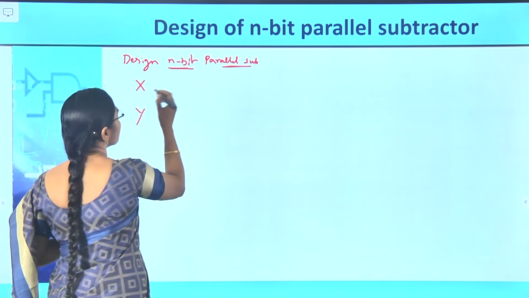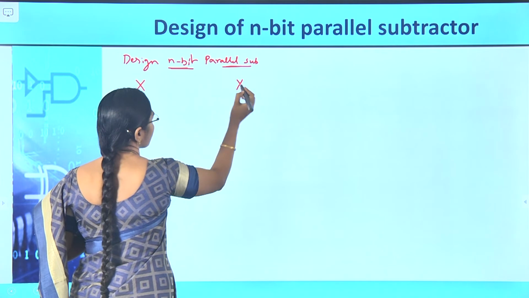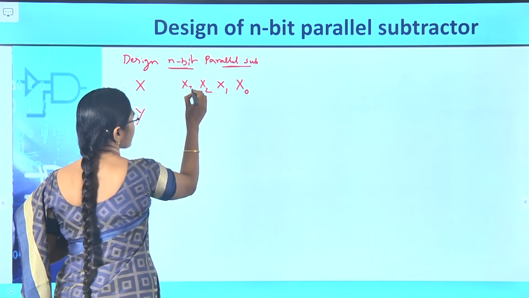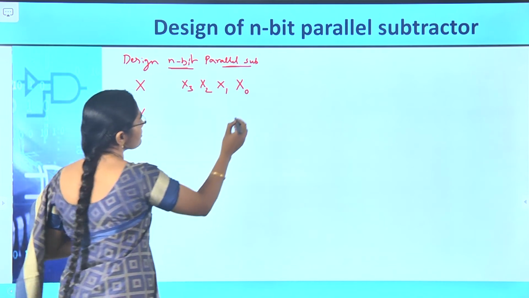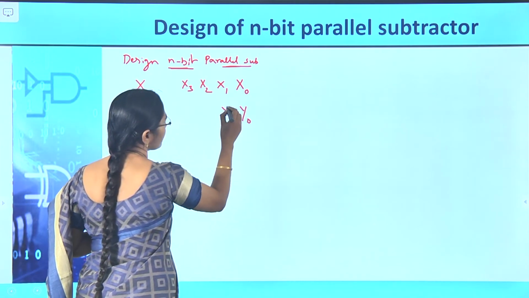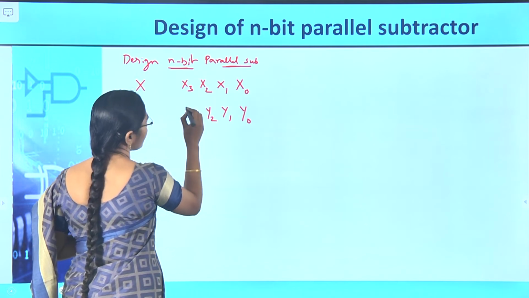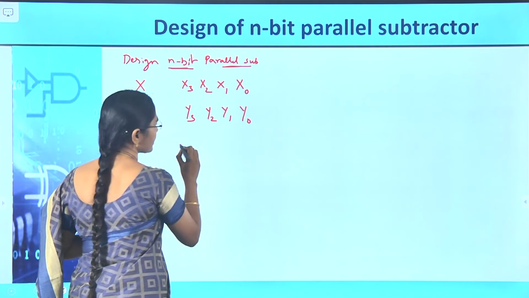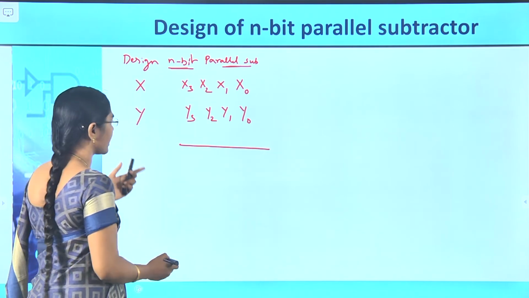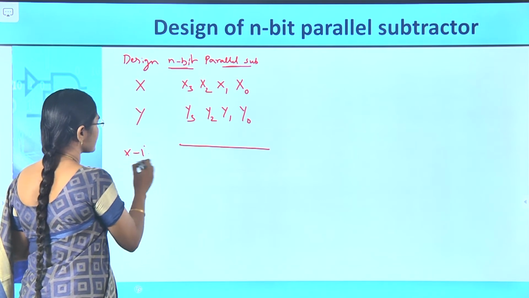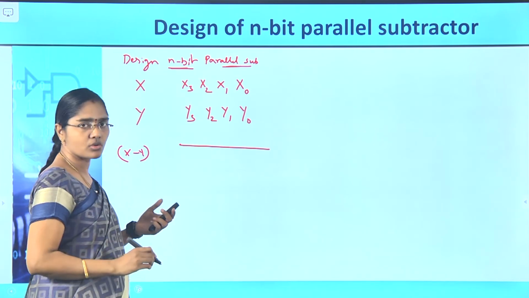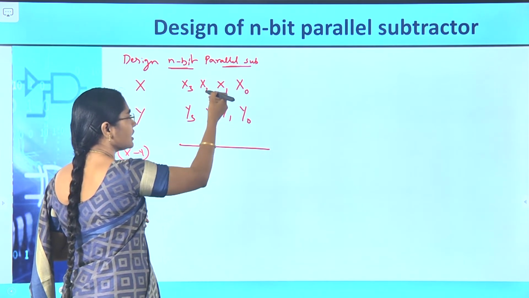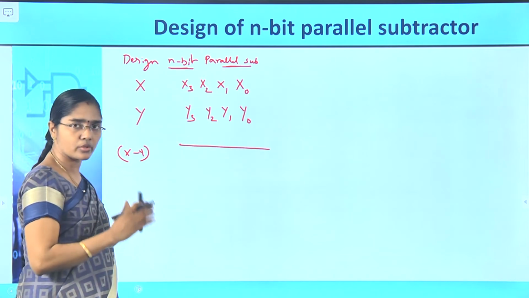Assume 4-bit. So x is nothing but 4 bits x0, x1, x2 and x3. Y is also a 4-bit number, y0, y1, y2 and y3. If you want to subtract this, x minus y, what is the process actually? We know already x minus y. What is the process? That is x0 minus y0, x1 minus y1, x2 minus y2, x3 minus y3.